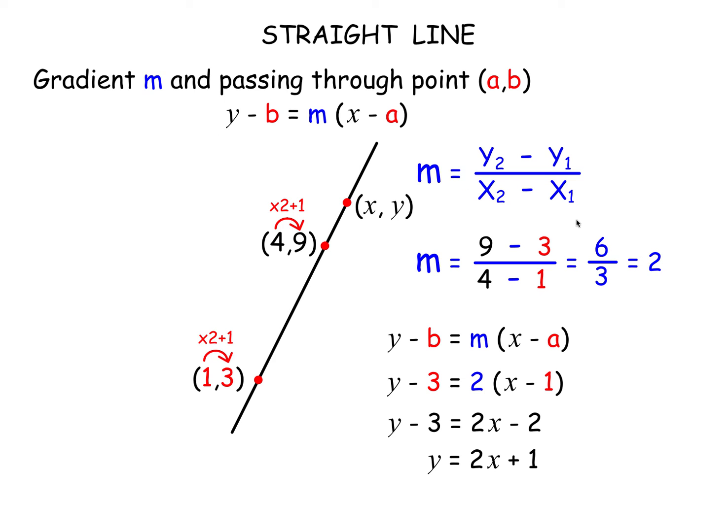That's the working on getting the equation of the line through points (1, 3) and (4, 9). Get the gradient. Stick it into y minus b equals m times (x minus a), where (a, b) is some point on the line, in this case (1, 3). And that's basically what we need to know for this video.